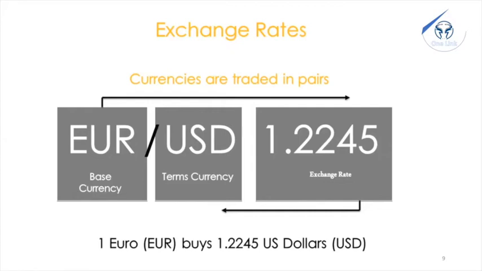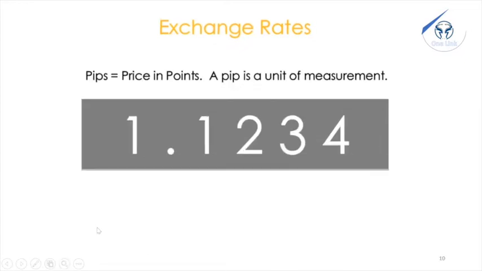For every pair, if you're talking about GBP/USD, USD/JPY, AUD/USD, NZD/USD, the first three letters become your base currency. You're basing on that particular currency. What is the amount you require in the term currency to purchase the base currency? So this is the exchange rate, measured in pips and points.